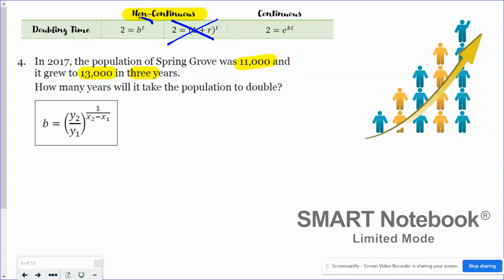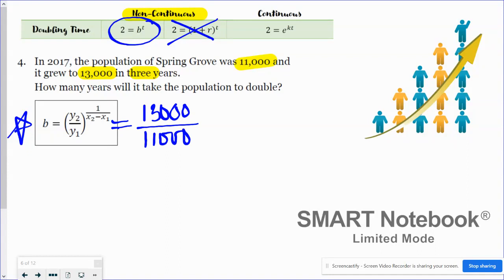Which leads me to 2 is equal to b to the t power. But what is b? Well, b can be found using our change factor formula. Okay, so b is going to be equal to that population of 13,000 divided by the initial population of 11,000. And this happened in 3 years' time. So I'm going to take this to the 1/3 power. And this is going to give me my b value. So let me calculate this. All right, I got 1.057.